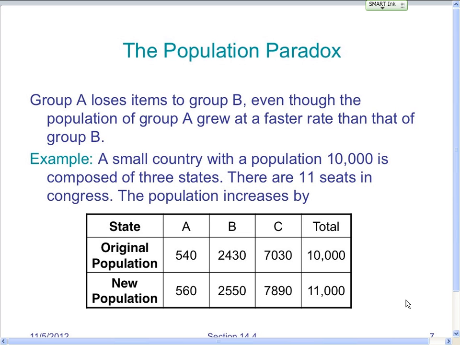The population paradox: Group A loses items to Group B, even though the population of Group A grew at a faster rate than that of Group B. All right, so again, we have the 10,000. For the population, we've got 11 seats in Congress.